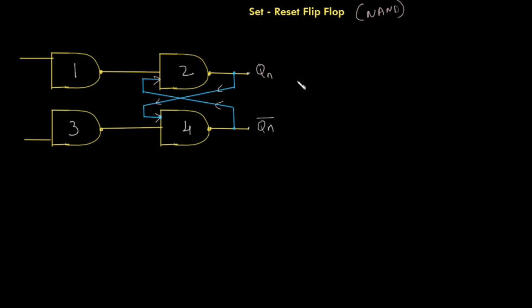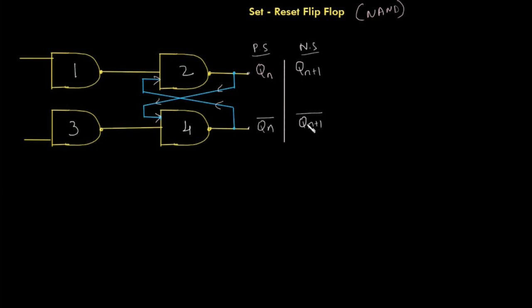All we have to do during this discussion is find Qn plus 1. And what is Qn plus 1? If Qn is the present state, then the next state will be Qn plus 1. So the present state is Qn, its complement is Qn bar, the next state is Qn plus 1, and the complement of the next state will be Qn plus 1 bar.